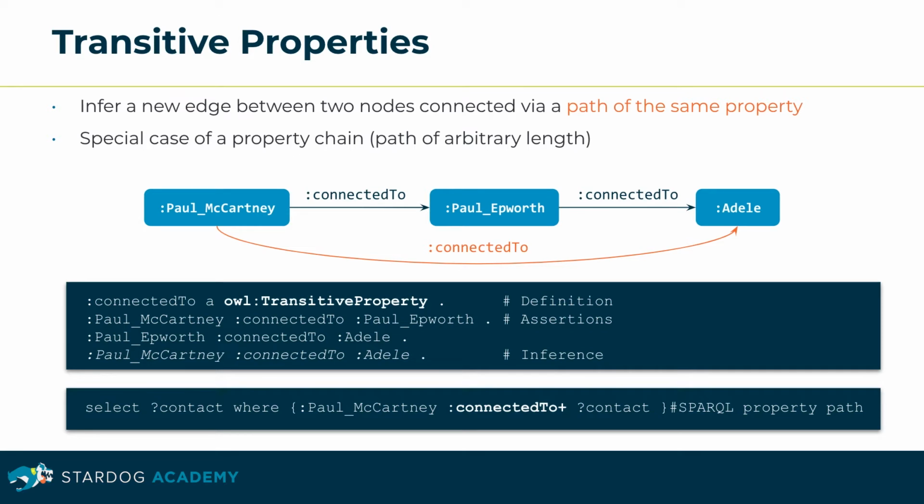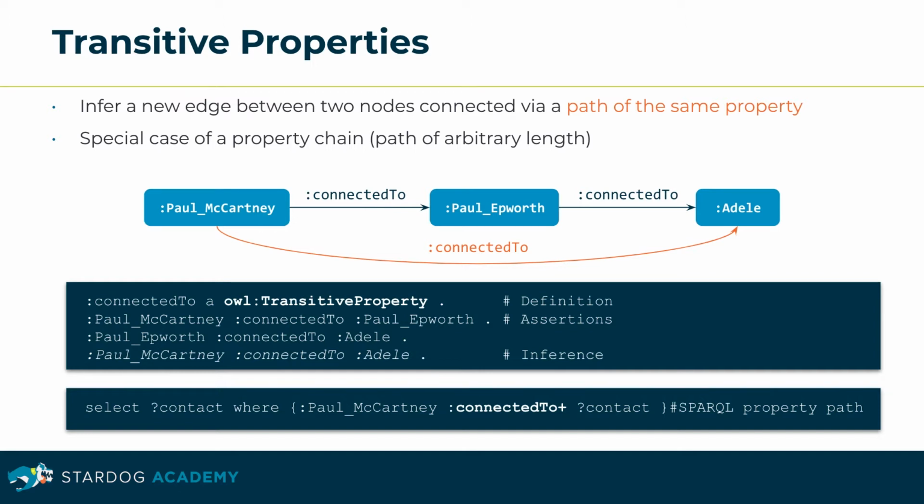As a special case of a property chain, a transitive property relates a resource to any other resources connected by subsequent occurrences of this property. It will infer a new edge between nodes connected by a path of the same property at arbitrary length. In the above example, Paul McCartney is transitively connected to Adele via her connection to Paul Epworth. The same effect could be achieved via the SPARQL property path with a plus operator that matches one or more property iterations.